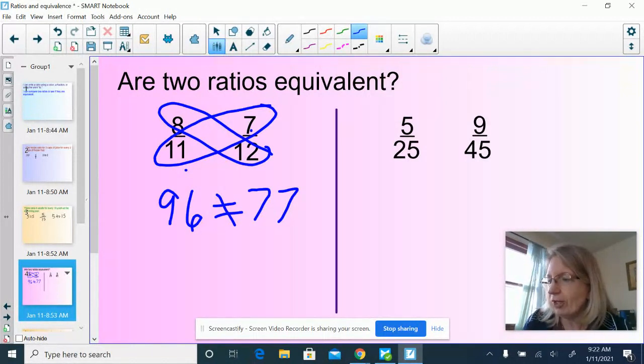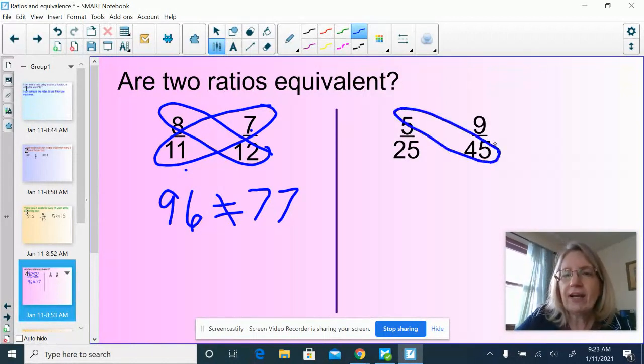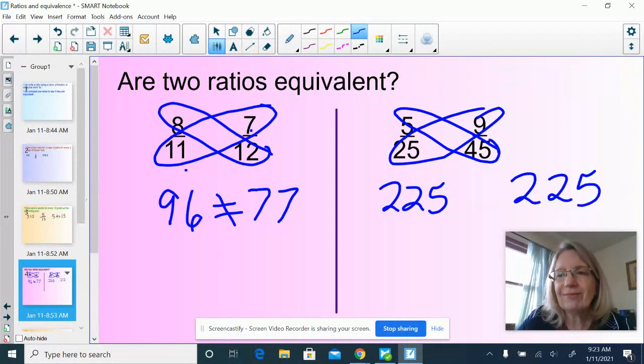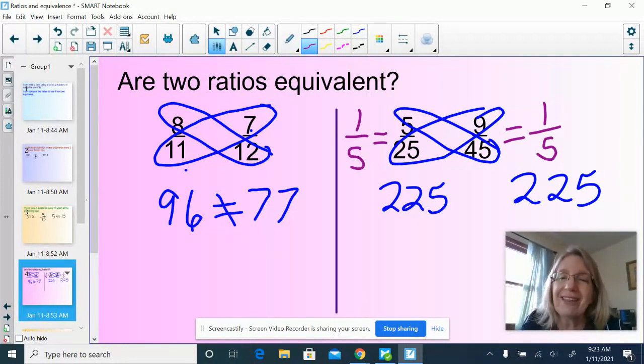5 times 45 is 225. 9 times 25 is 225. And so we would say those two proportions are equivalent. Now, some of you smarties are already looking and saying, well, I can reduce that as 1 to 5, and I can reduce this one as 1 to 5. So you could have just looked at it that way and said, I already know they're equivalent without multiplying.